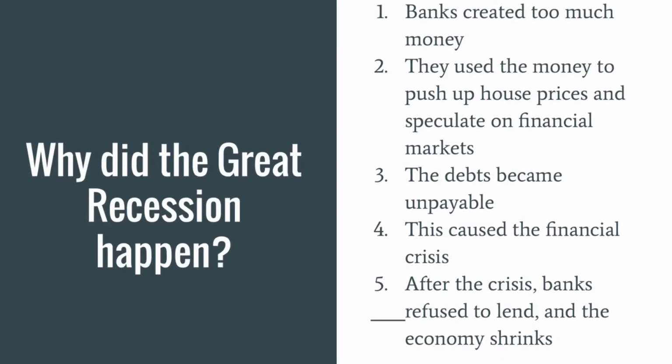The main cause of the Great Recession was banks creating too much money. Every time a bank makes a loan, new money is created, and in the run-up to the financial crisis, banks were creating huge amounts of money in a short amount of time. In just 7 years, they doubled the amount of money and debt in the economy. They were using this new money to push up house prices and speculate on financial markets. But eventually, the debts became unpayable, and this caused a financial crisis. Then after the crisis, the banks were refusing to lend, and the economy shrank.